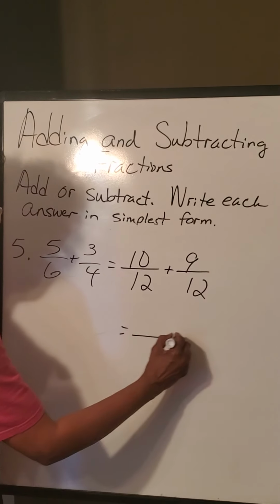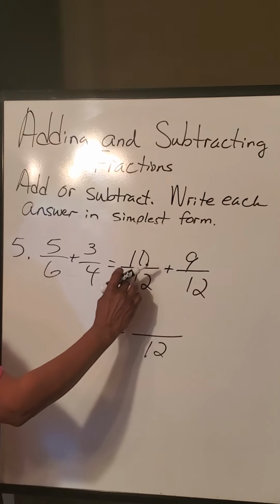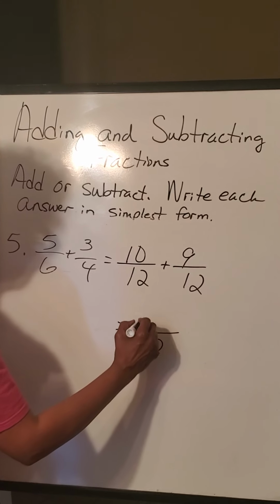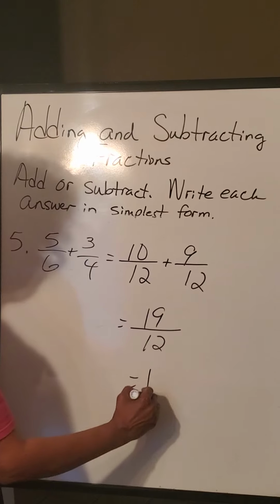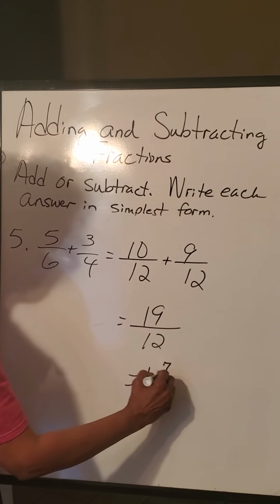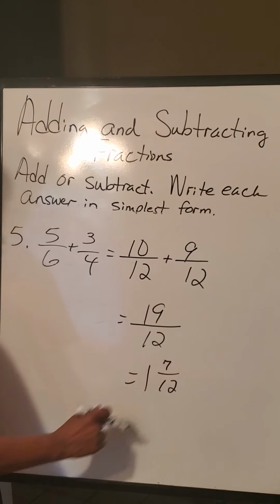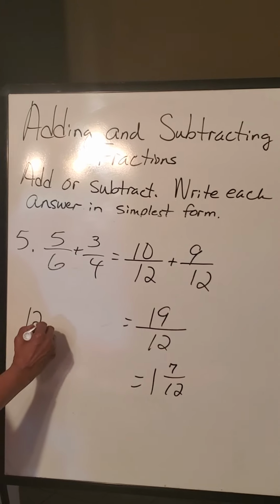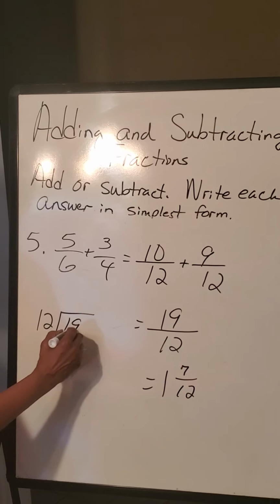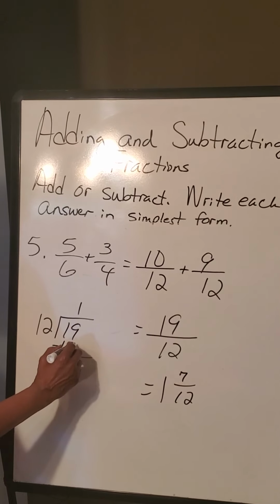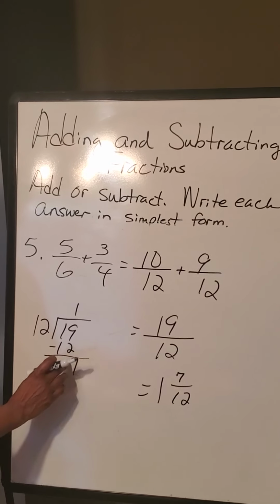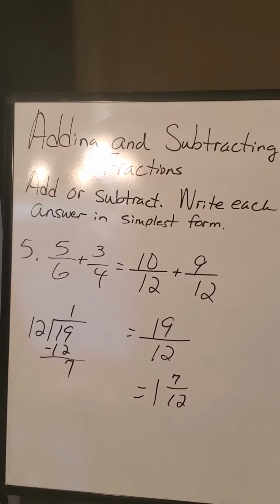My denominator is 12. Adding my numerators, I get 10 plus 9, and 10 plus 9 gives me 19. 12 will go into 19 one time with a remainder of 7, so you get 1 and 7/12. Now, how did I do that? I divided 12 into 19. It goes 1. 1 times 12 gives me 12. Subtract 19 minus 12 gives me 7. Take the remainder, put it over the divisor.